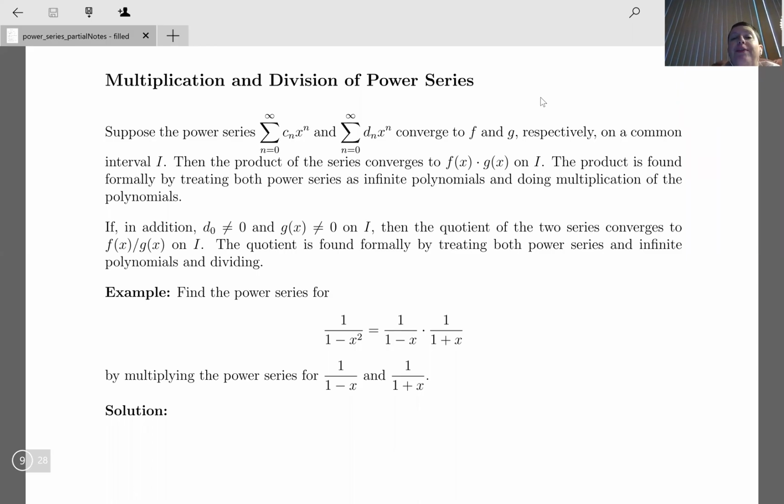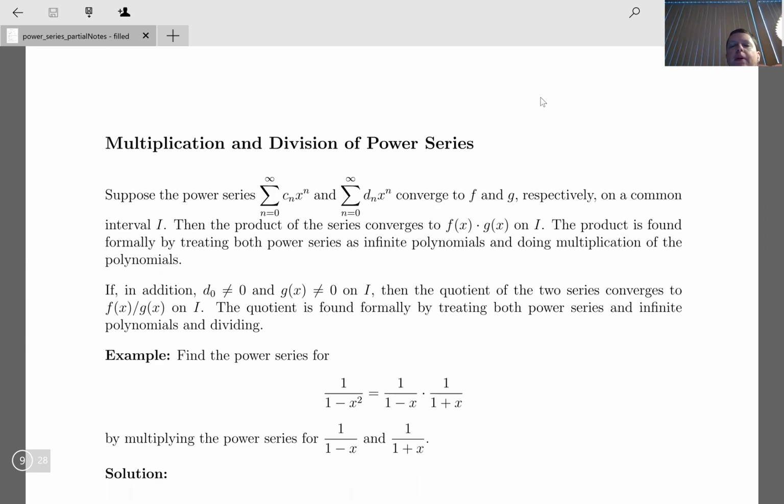Alrighty, well, this one's going to be a short one because all we're going to talk about is multiplication and division of power series. So suppose we have two convergent power series. Let's say the first one converges to a function f and the second one converges to a function g on a common interval. The product of those two series converges to f of x times g of x on that interval. How do you find the product?